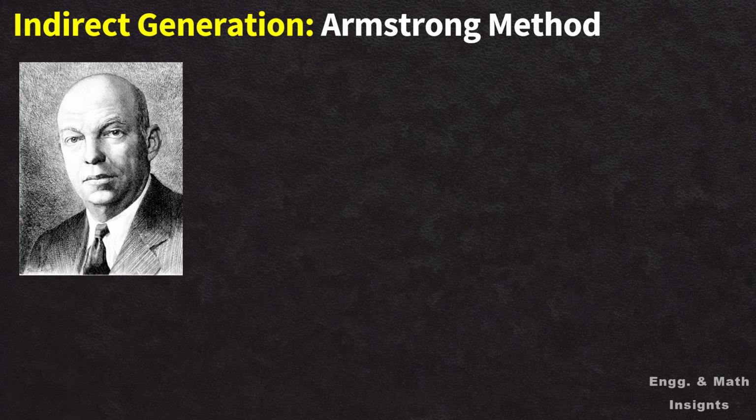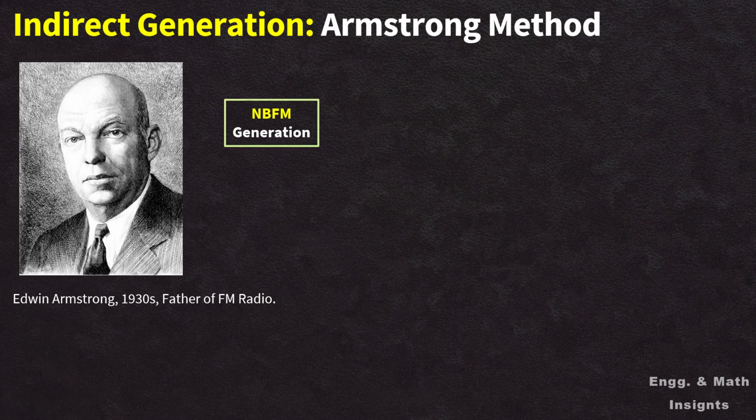Developed in the 1930s by Edwin Howard Armstrong, often called the father of FM radio, this method solved the problems of noise that plagued earlier FM systems and set the foundation for modern FM communication. The Armstrong method works in a clever step-by-step process. It begins by generating a narrowband FM signal using a crystal control oscillator and a phase modulator.